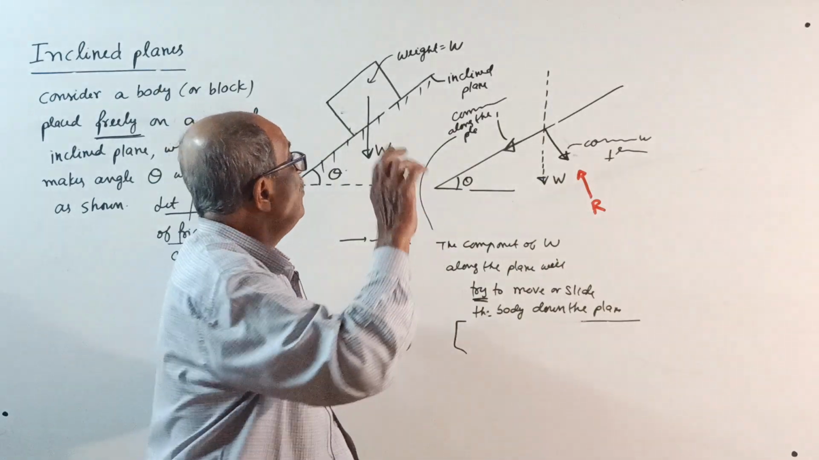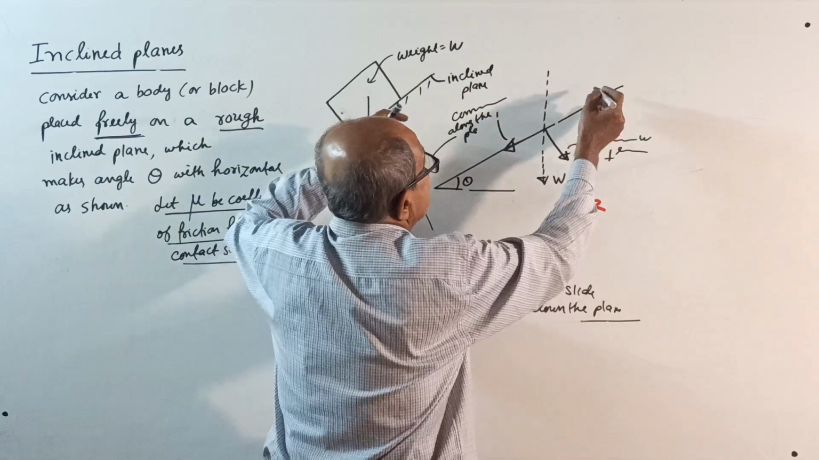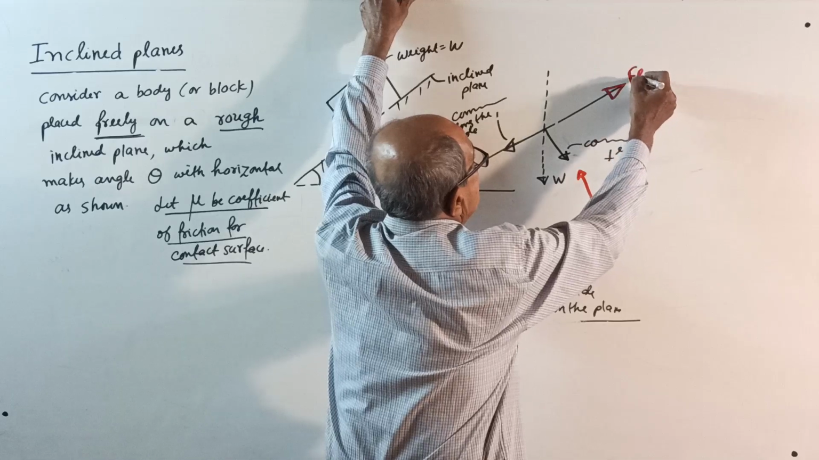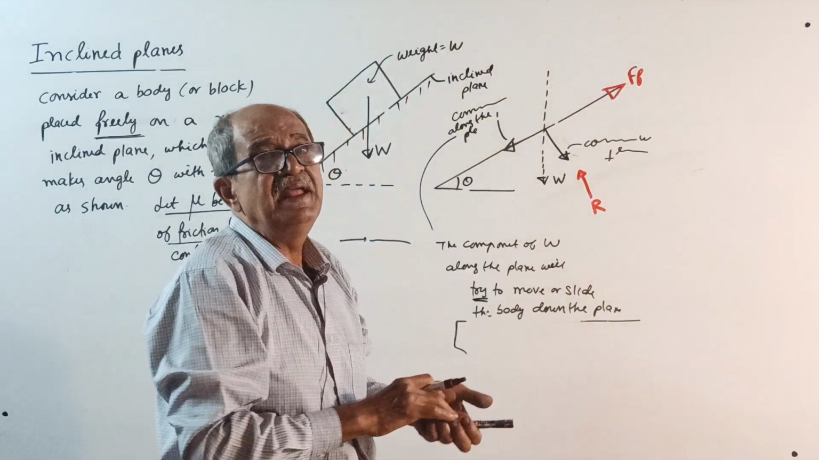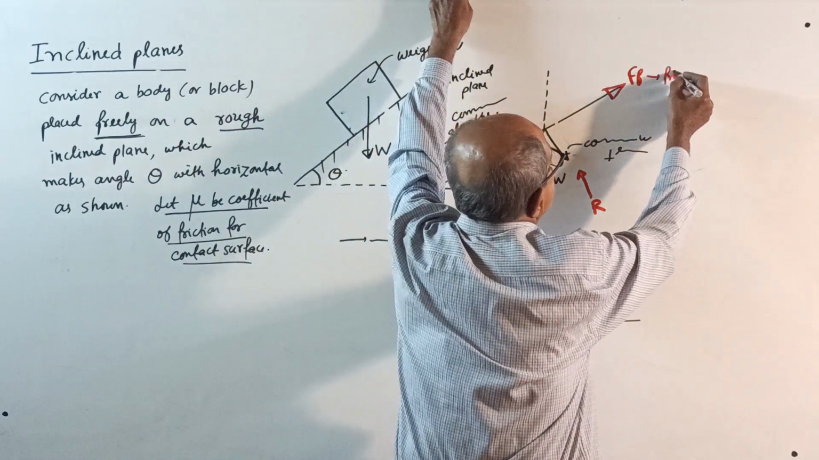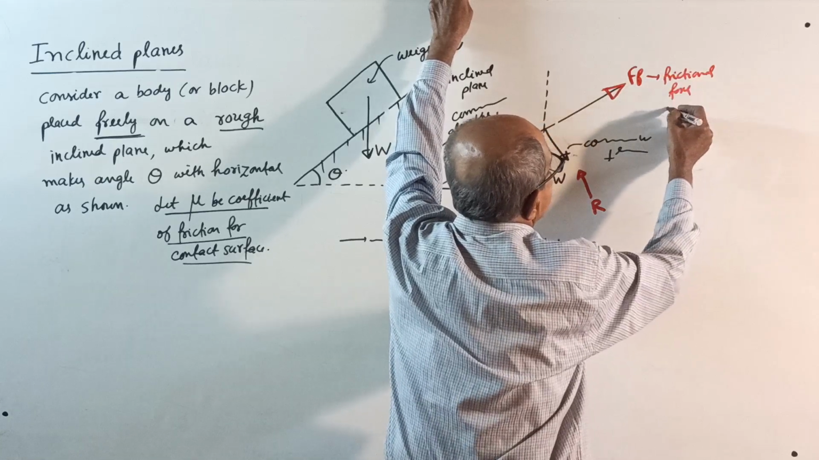Now, when it tries to move along the plane, there will be friction here. See, I'll put red color. There will be frictional force here, Ff. It is not limiting now. See, right here, Ff is the frictional force. Frictional force developed.